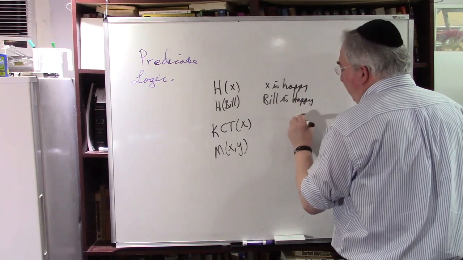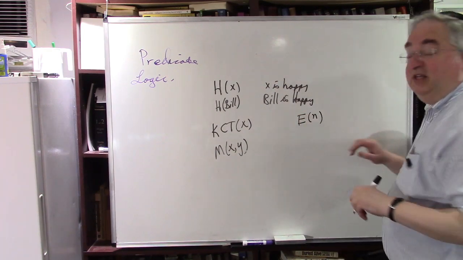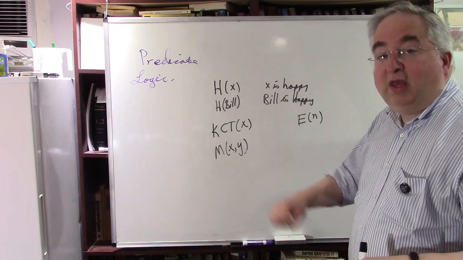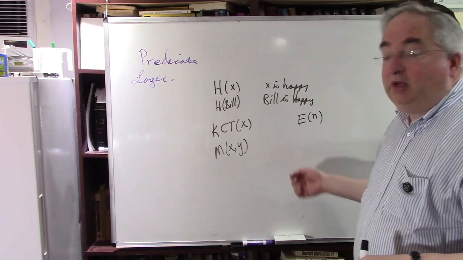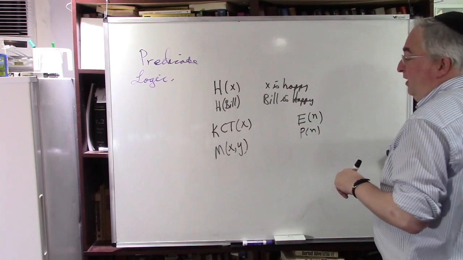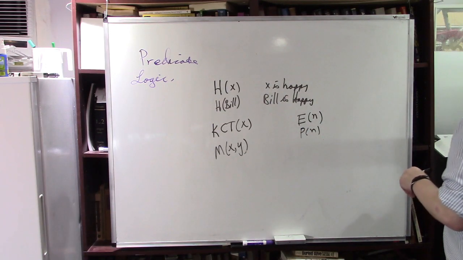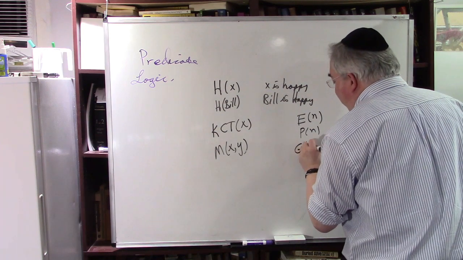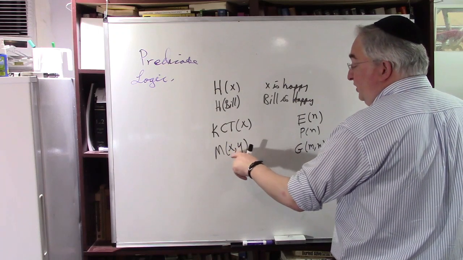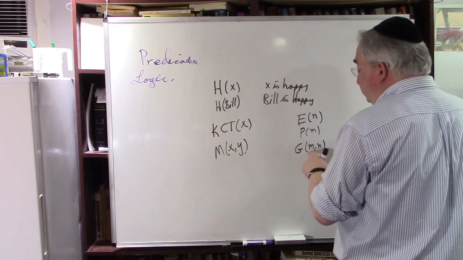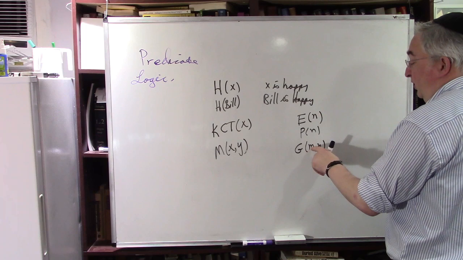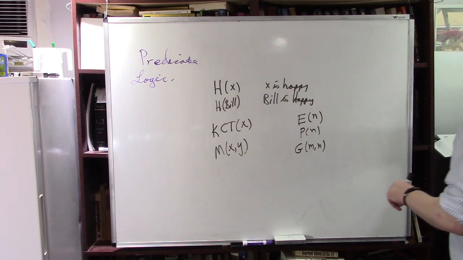Let's do some more. We have E of n, n is a number, E of n is whether or not that number is even. So E of 2 is true, E of 3 is false. P of n is if n is a prime number. G of m comma n. Not only can we have two things, x and y, two people, we can also deal with two numbers. And we say m is greater than n, and the G stands for greater than. M is greater than n. Maybe it's greater than or equal to.